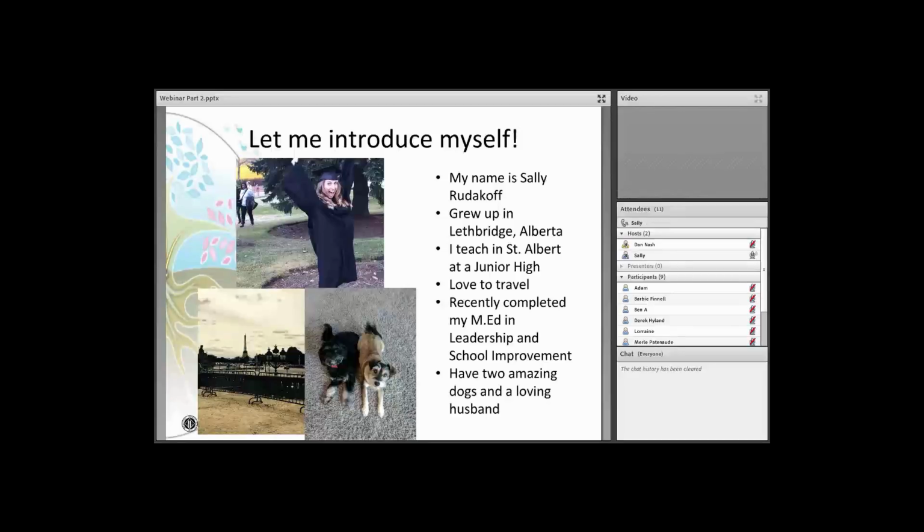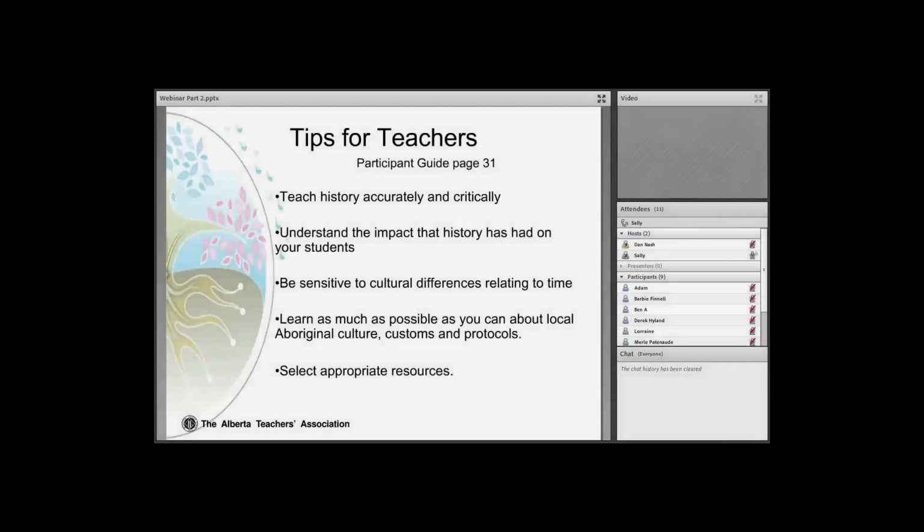I'm hoping we can really build a discussion today about tools and techniques for the classroom, so that you walk away with some food for thought about alterations that you can make to your classroom or different activities that you can use. If you have your participant guide, it should be page 31. These are tips for teachers to use in their classrooms.